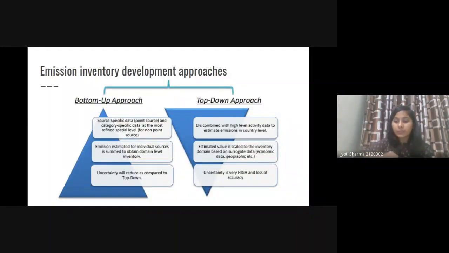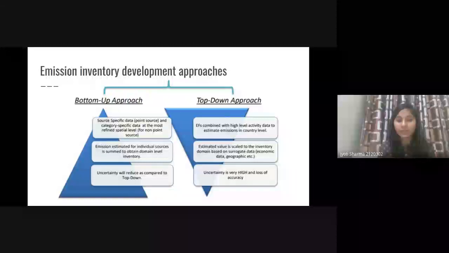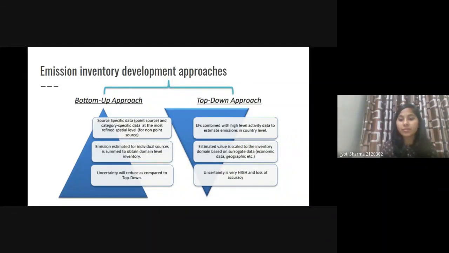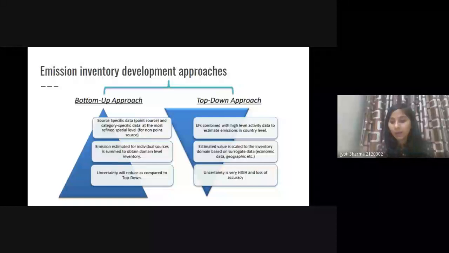Bottom-up approach is very good, but it is very intensive in manpower. For that we must have trained people. There is a lot of input information we need to prepare for this bottom-up approach, but it will be very accurate. If we are talking about the top-down approach or reverse modeling, then it will be much quicker to estimate the emission inventory, but there will be higher uncertainty and a loss of accuracy. So these are the two approaches by which we can calculate the emission inventory.